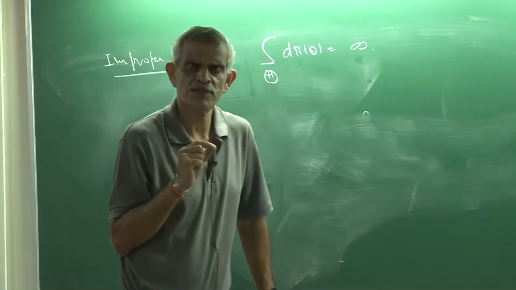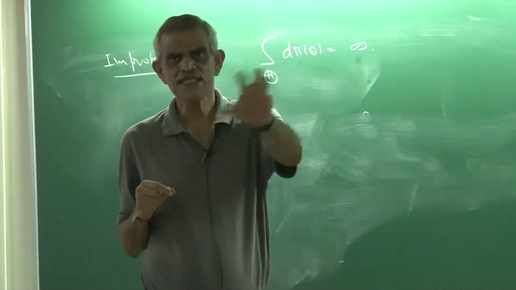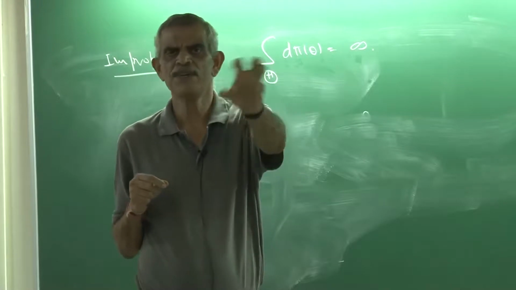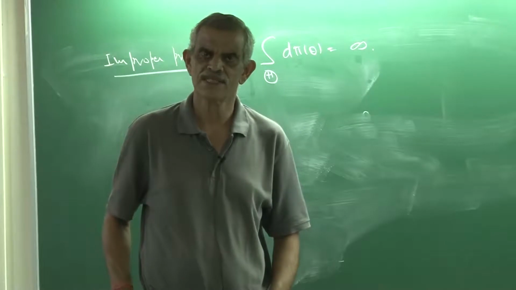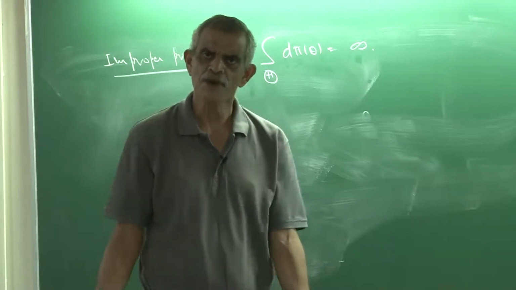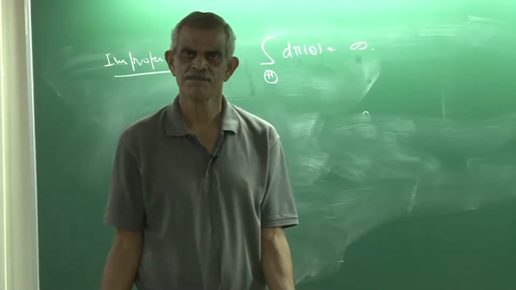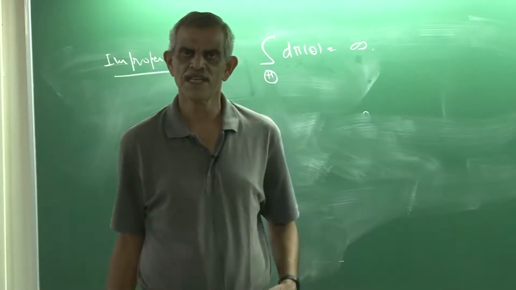And the characteristic of uniform distribution is that the weight it gives to any interval only depends on the length of the interval, and it does not depend on where that interval is located. And that is exactly the property of a Lebesgue measure, which is nothing but the length of an interval.